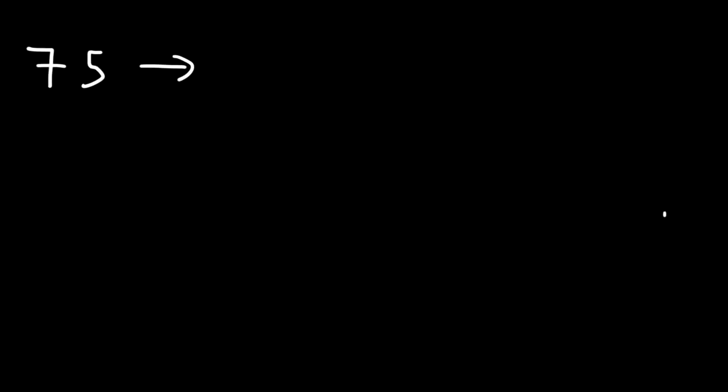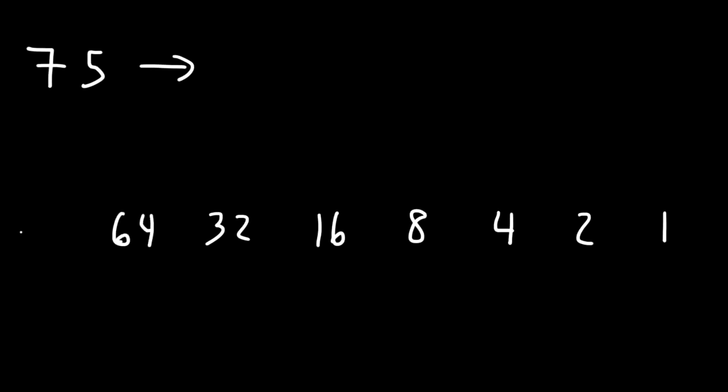2 to the 0 power is 1, 2 to the first power is 2, 2 to the second power is 4, 2 to the third power is 8, 2 to the fourth power is 16, 2 to the fifth power is 32, 2 to the sixth power is 64, 2 to the seventh power is 128. Now we don't need to go further because 128 exceeds 75. So the highest base 2 number that is less than 75 is 64. So we're going to start with 64.